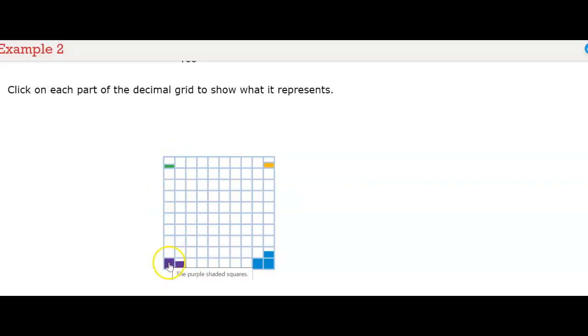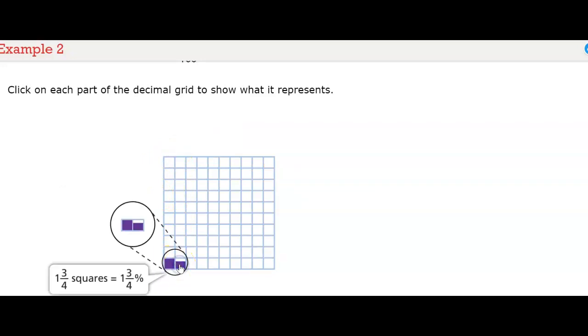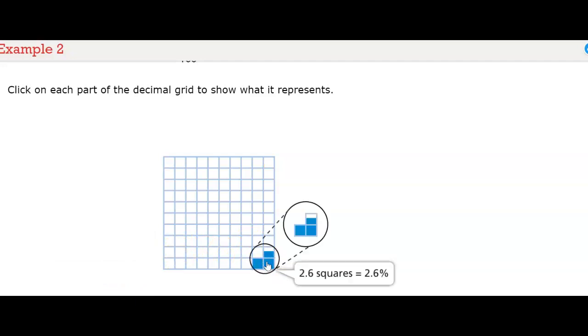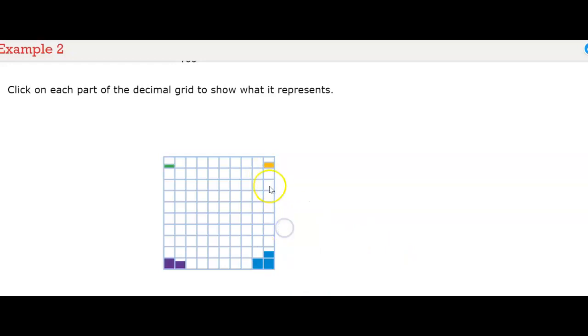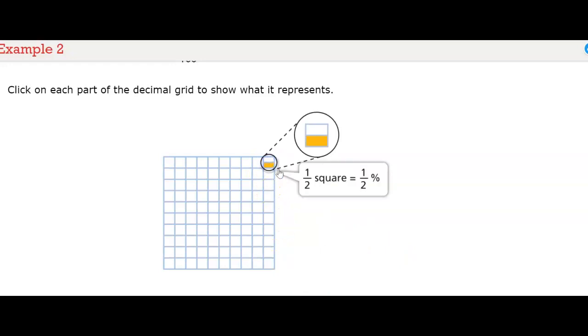Then we have this purple. You have one full square and a portion of the other. That would represent one whole, which is where the 1 came from, and it's about 3/4 of the next one, so it'll be 1 3/4%. Then we have the blue here. You have 2 fully shaded and a little more than half of the third one. So you have your 2 wholes in front of the decimal and 6/10 here percent. And last we have the yellow or orange, and that is about half, and so that's 0.5%.